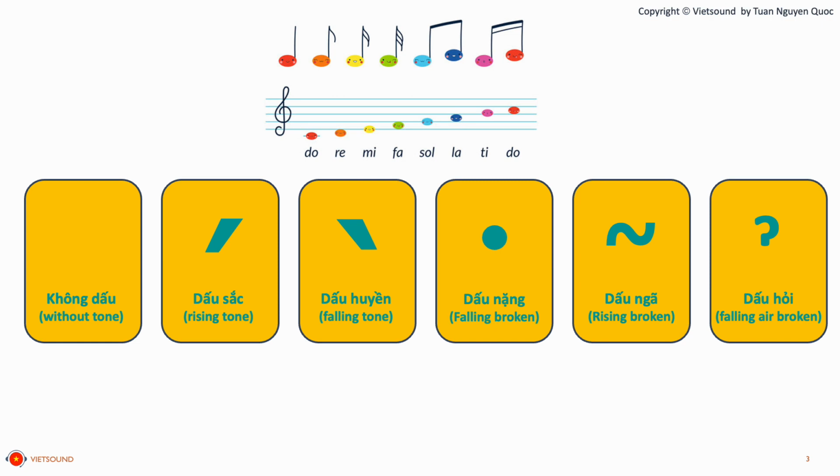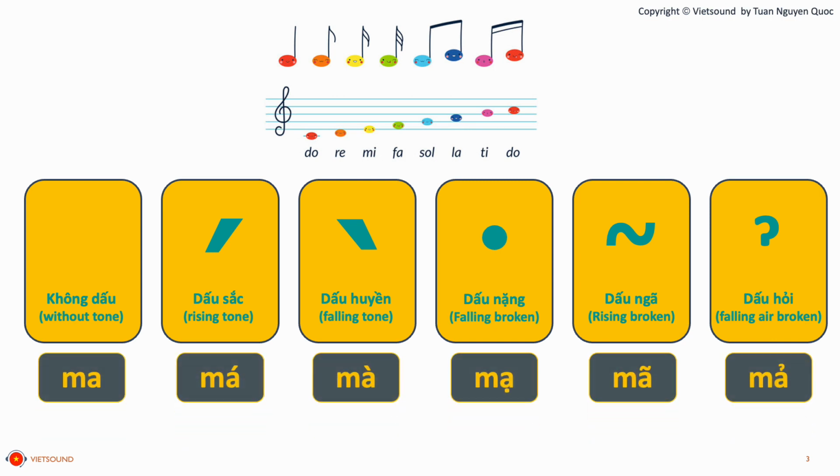They are không dấu, without tone, dấu sắc, rising tone, dấu huyền, falling tone, dấu nặng, falling broken tone, dấu ngã, rising broken tone, dấu hỏi, falling air broken tone. Here I have a word with 6 different tones. Now let's hear how I pronounce these words.